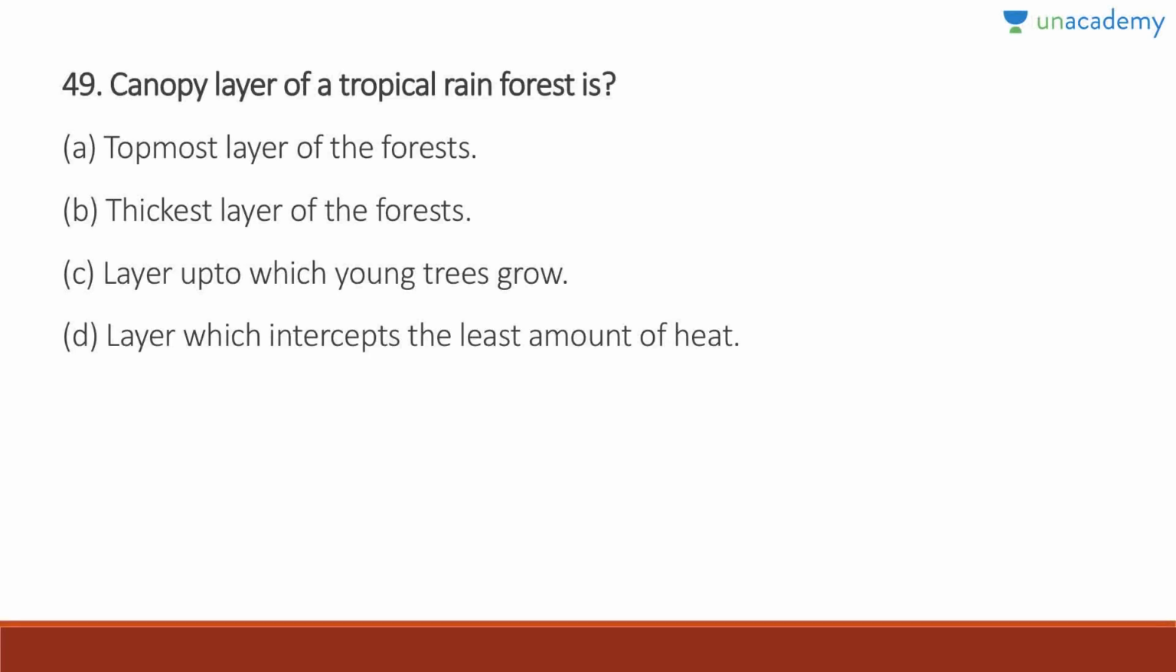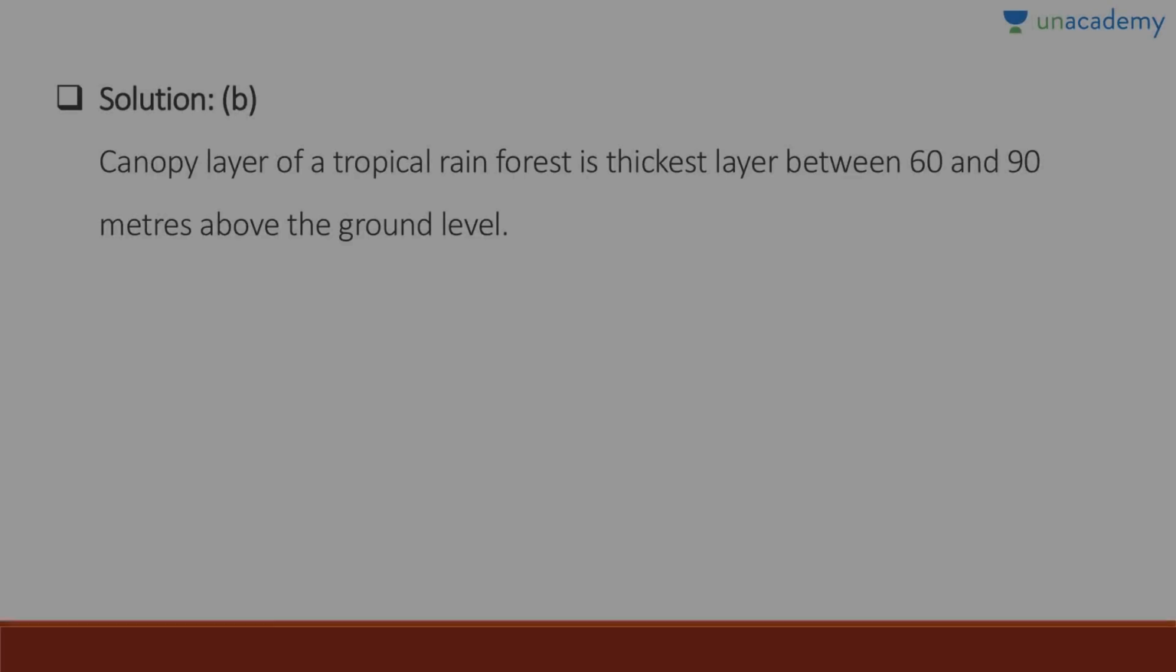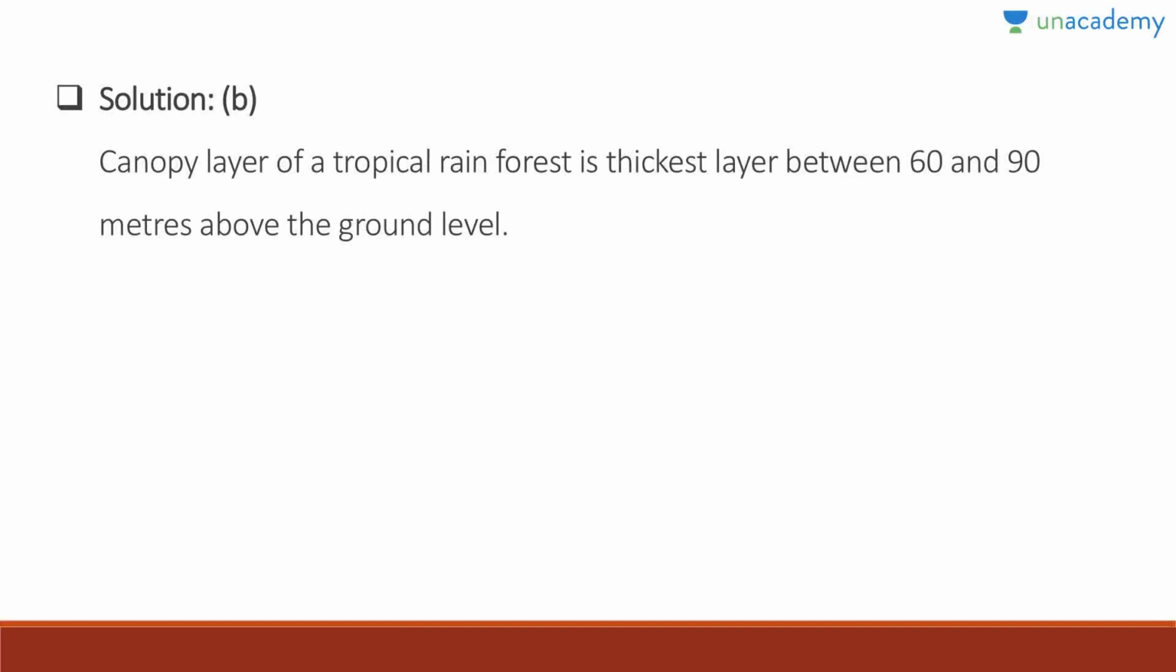Question number 49. Canopy layer of a tropical rainforest is the thickest layer of the forest. It is the top layer 60 to 90 meters above the ground level, and even sunlight might not penetrate it. That is that thick. So canopy layer of a tropical rainforest is thickest layer between 60 to 90 meters above the ground level.